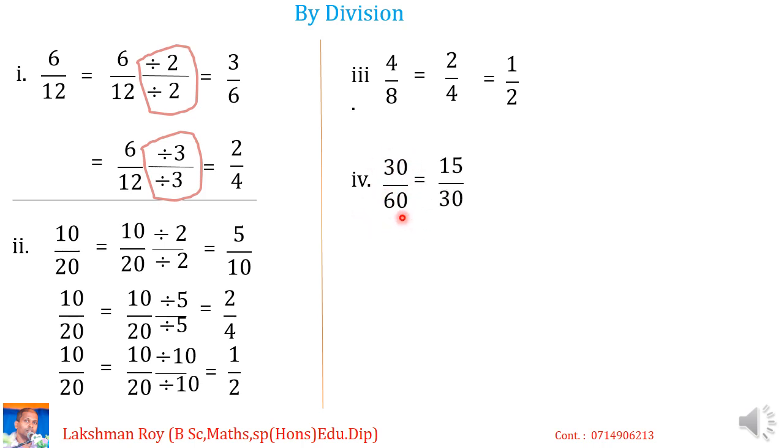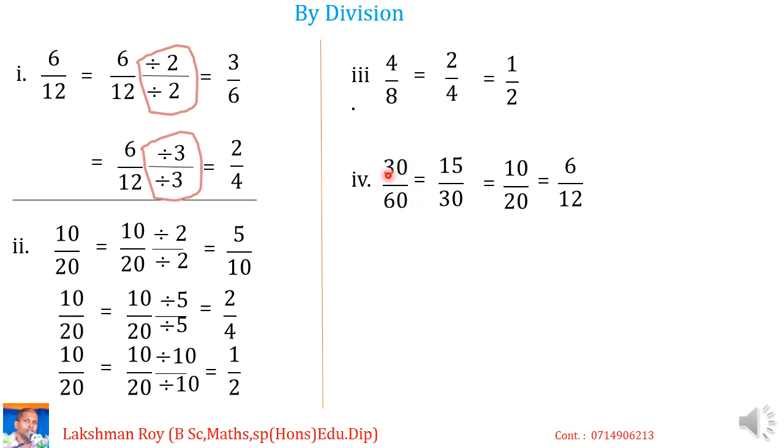Now I select number 2, right? So both can divide by 2. So that means 30 divided by 2, 15. 60 divided by 2, 30, right? So this is one equivalent fraction. Then number 3, both can divide. So that means 30 divided by 3, that is 10. 60 divided by 3, that is 20, right? So then number 4, by 4 can't. By 6 both can divide.